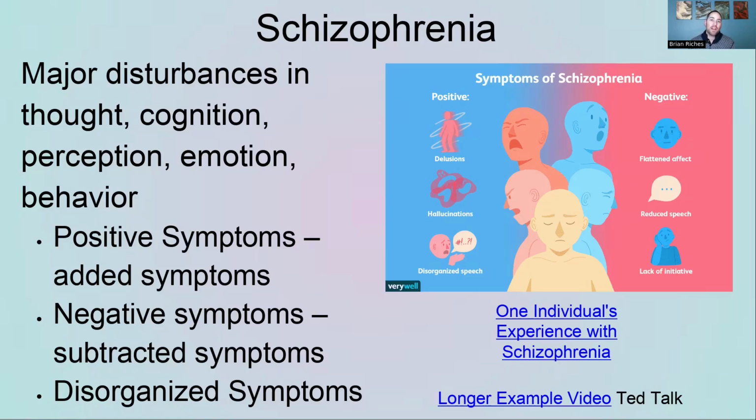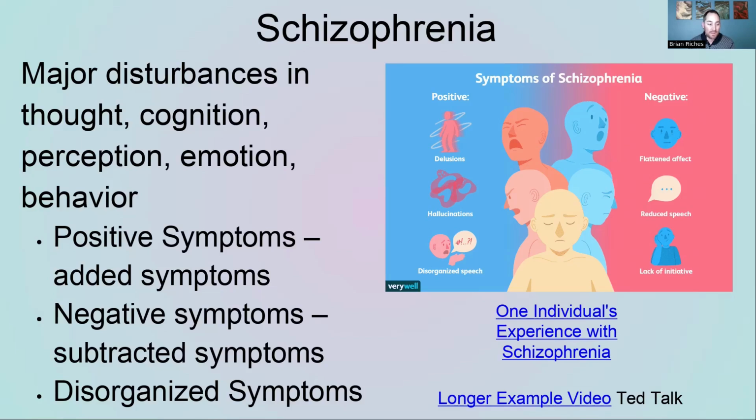The positive is things that are added to an individual versus negative are things that are taken away. So it's like math, addition, subtraction. So positive, added symptoms, negative, taken away. And there's also a third category, disorganized symptoms. Disorganized symptoms are things like disorganized speech and behavior. With this, it's also related to cognitive difficulties like difficulty thinking, attention, memory problems, things like that. Schizophrenia in and of itself is characterized by major disturbances in thought, cognition, perception, emotion, and behavior.